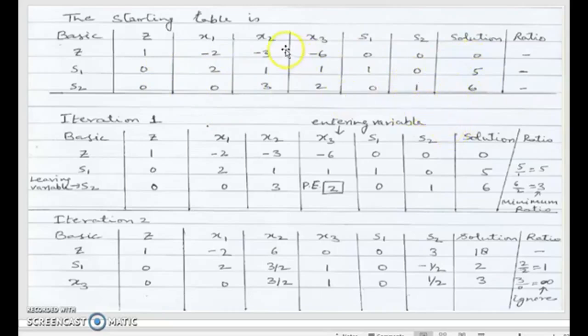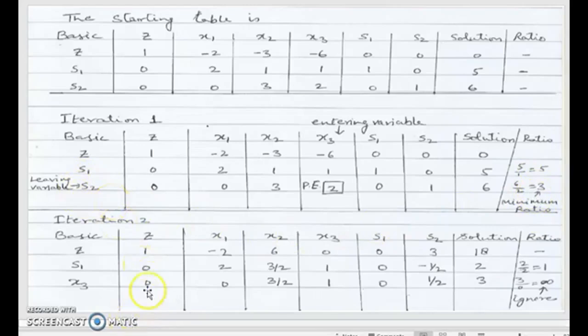Now what we do is see which one is the most negative in the z row. So minus 6 is most negative. This x3 becomes the entering variable, and this column becomes the pivot column. For finding the leaving variable, we have to divide the solution by the corresponding pivot column elements. So 5 upon 1 is 5, 6 upon 2 is 3, and we select the minimum value. 3 is the minimum value. If in any case we get a negative value or infinity, we will ignore them. So corresponding to 3, the leaving variable becomes s2.